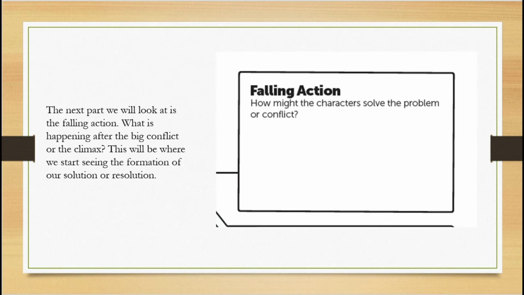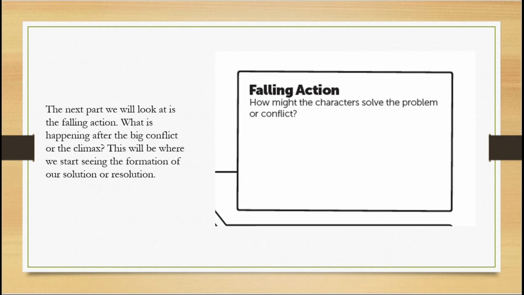So moving on, the next part we're going to look at is our falling action or actions. So in this part here, we look at what is happening after the big conflict or the big climax. So this is where we'll start to see the formation of our solution or our resolutions.